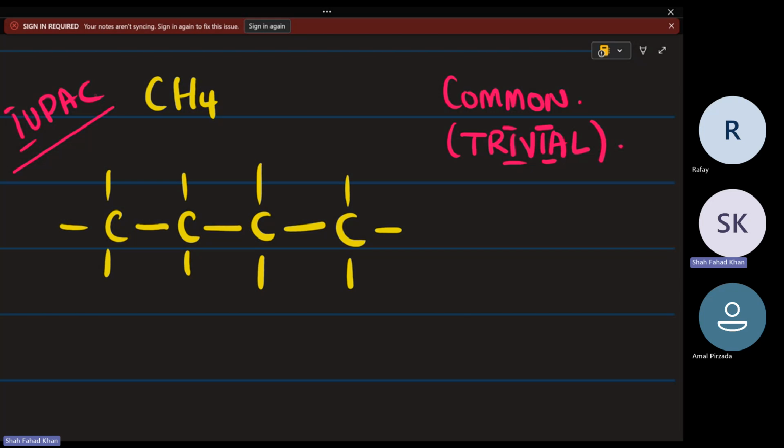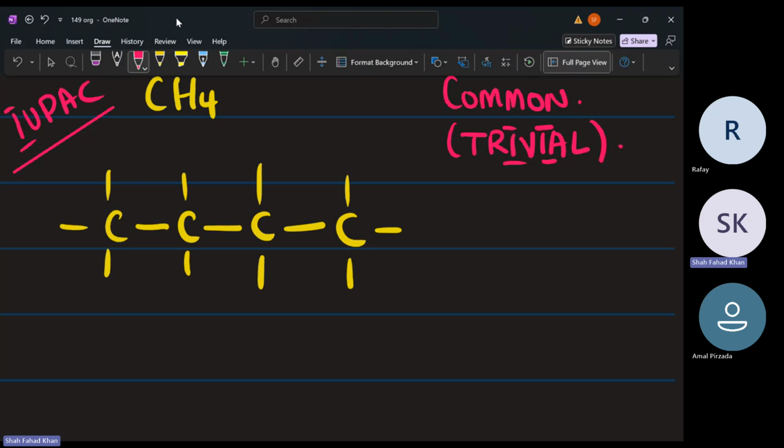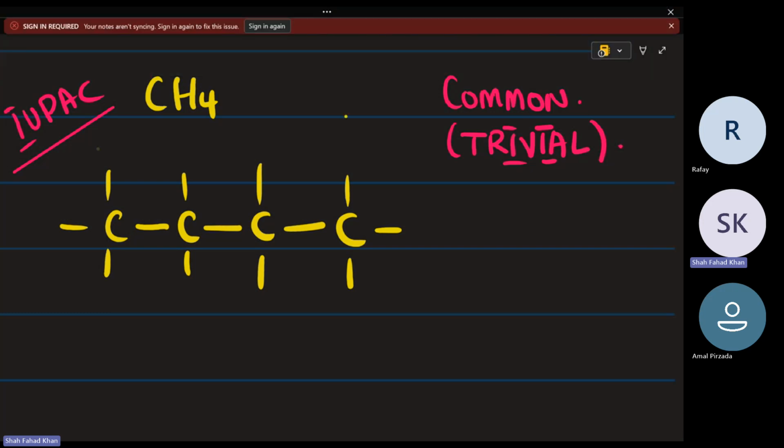So, Rafi, any guesses about this? Any prior knowledge? I don't have any prior knowledge on this. Okay, no worries. Let's get started with this, and inshallah, at the end of this discussion, hopefully you'll understand what this is.